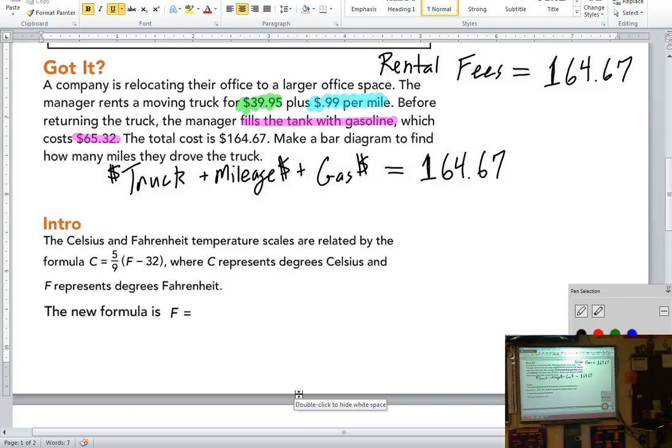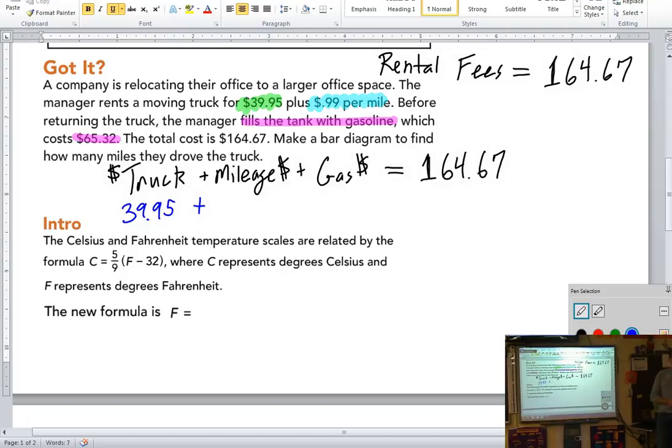All right, so we have the truck, the mileage, and the gas. I'm trying to make a joke with the dollar signs. So the truck, the money for the truck. What was that? $39.95, right? They would probably actually just charge you $40, but because this problem wanted to be difficult, we have $39.95. Xavier, my mileage fee, how do I figure that out?